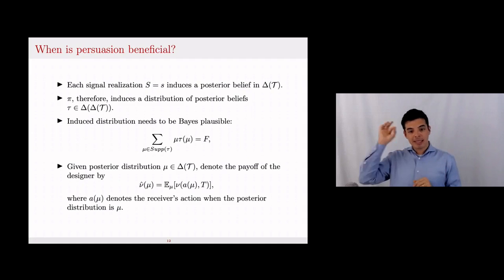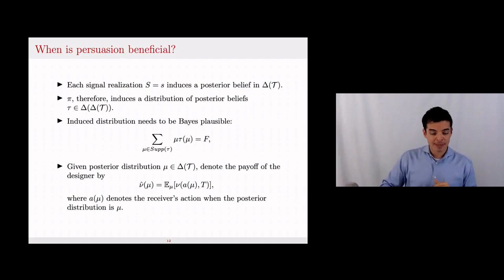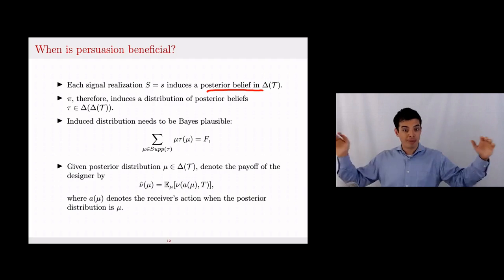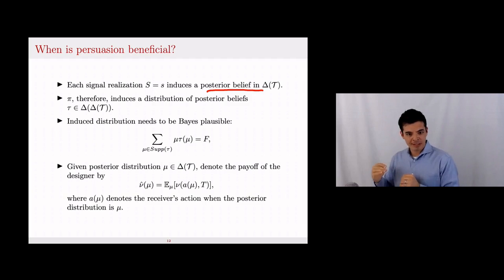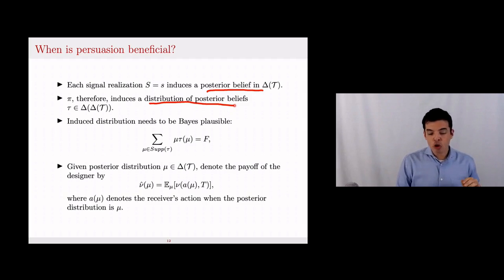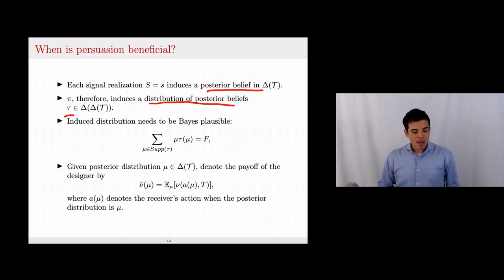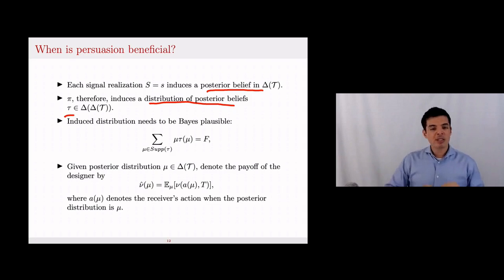First, fix a mechanism and think about the realization of the signal of that mechanism. Each signal realization induces a posterior belief, a distribution over the set of possible states. And when you fix a mechanism, you are basically fixing a set of possible signal realizations and the probabilities of each of these signal realizations. So effectively, you are fixing a distribution over these posterior beliefs, or you are fixing this function tau, which is a distribution over distributions. This function needs to satisfy some conditions. It needs to satisfy Bayes plausibility condition, which basically says that when you take a probability weighted average of the induced posterior beliefs, you need to be consistent with the underlying state distribution F.